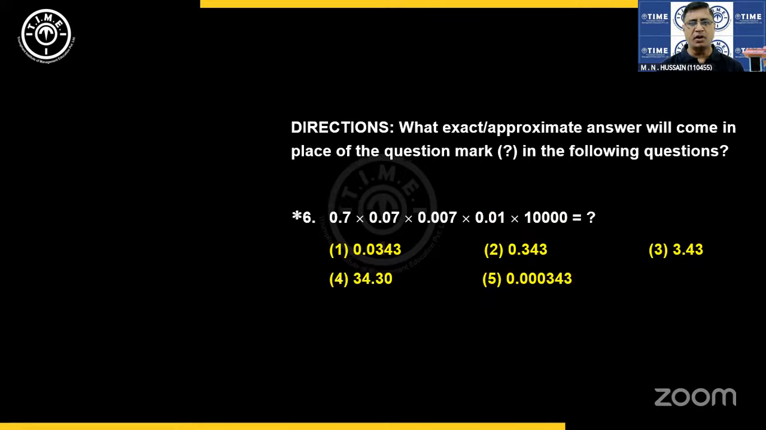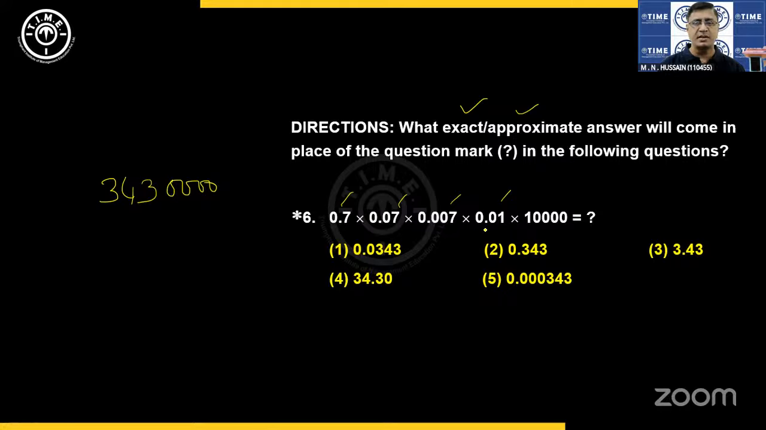Now look at the next example on your screen. Here directions are given. What exact value or approximate answer will come in place of question mark in the following question? Either exact value or approximate we need to find out. Now first of all, ignore the decimal, just count the integers. 7 into 7 into 7 means 7 cube, 343. Into 1, 343. Into 10,000. Am I right? Into 10,000. Now when decimals are not there, the value is 3430000.